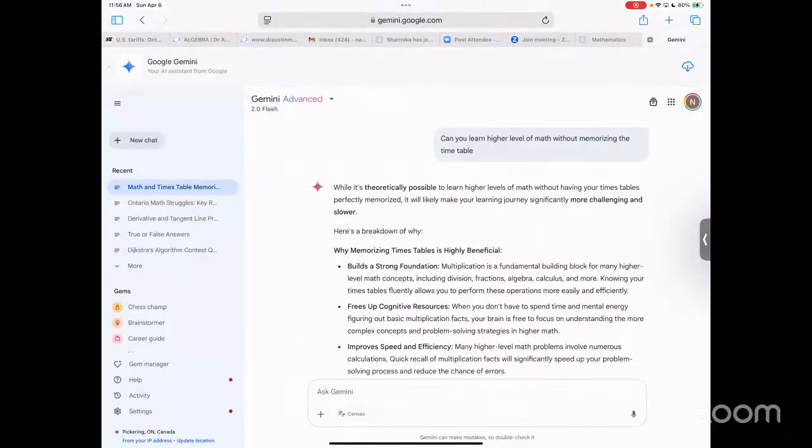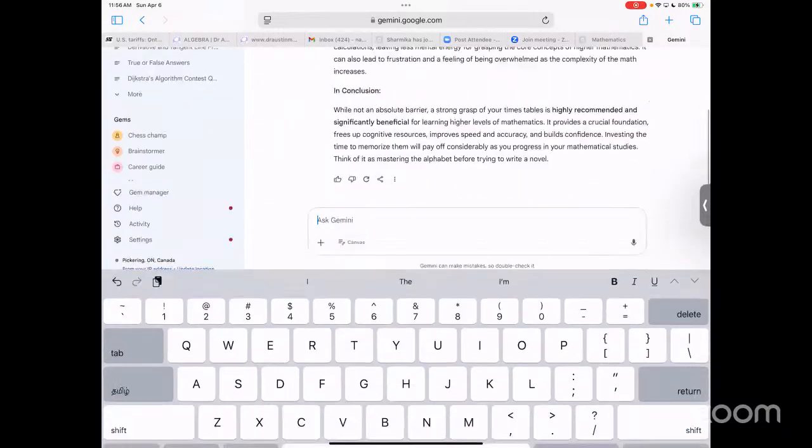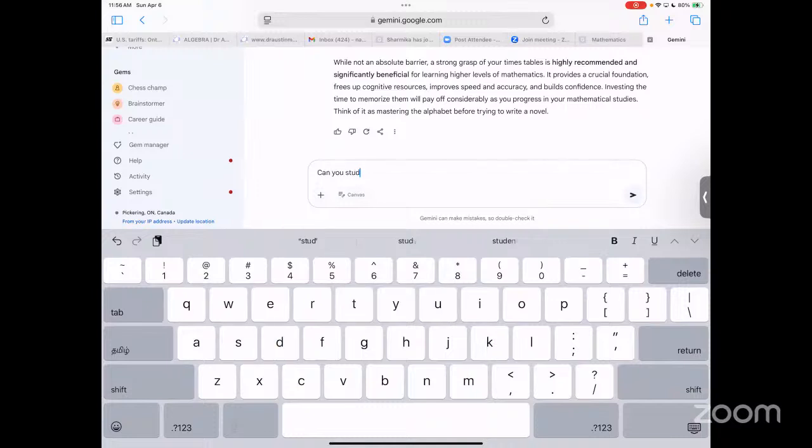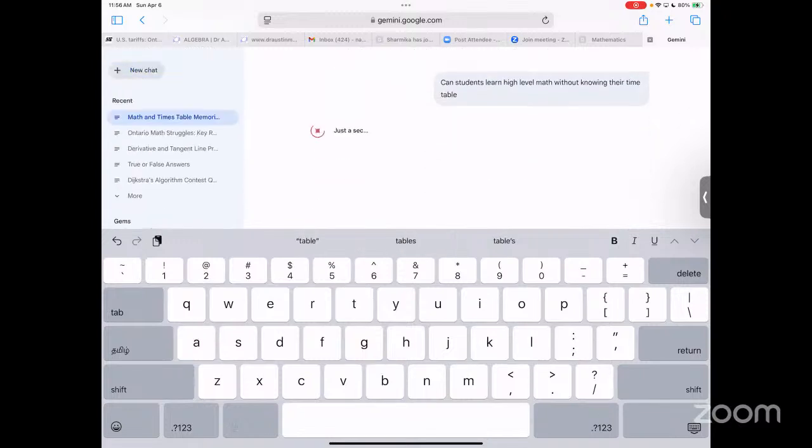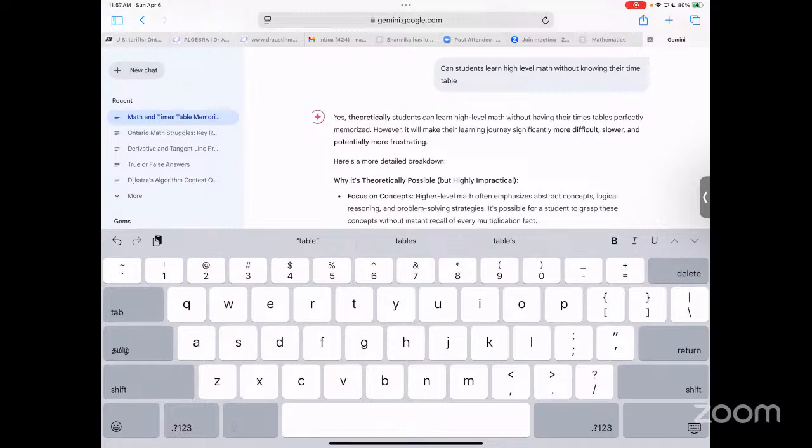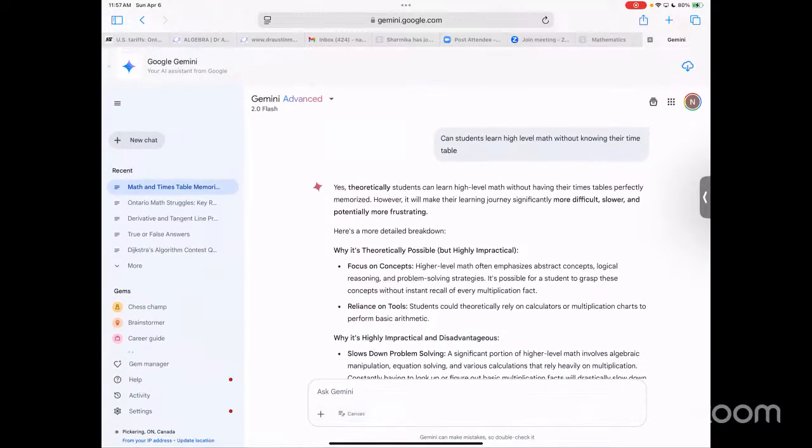All right. Let me go back to Gemini. Can students learn high level math without knowing the times table? You guys are AI, so AI needs to tell you. Theoretically a student can learn, but it will make the learning journey significantly more difficult, slower, and potentially more frustrating.